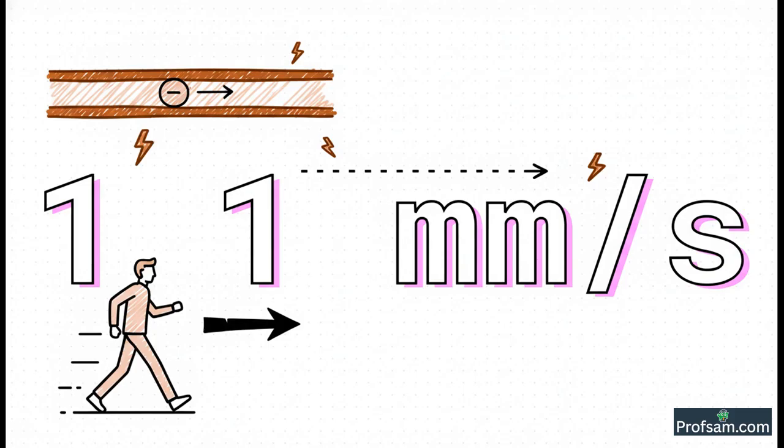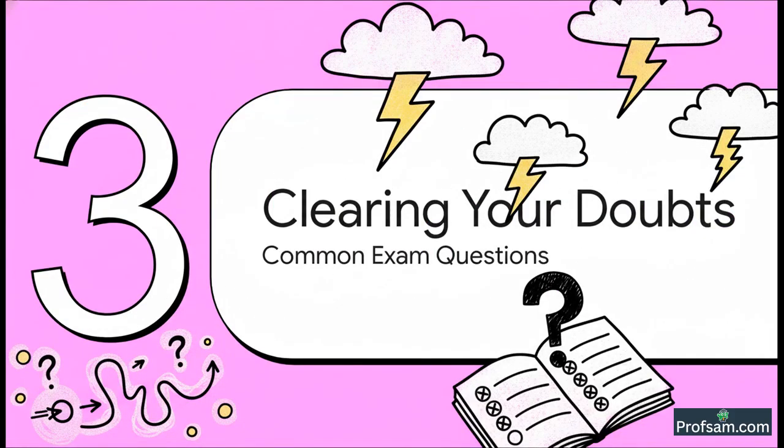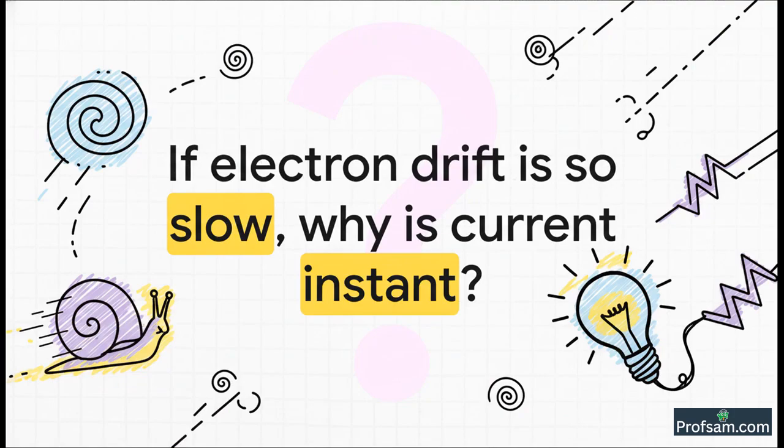Let that sink in. Okay, so this idea that the drift speed is super slow, this is where a lot of students get confused. And these confusions are what I call silent killers in exams. So let's clear up the biggest doubts right now so you don't make these common mistakes. So question number 1. This is the big one we started with. If the electrons are drifting so slowly, I mean slower than a snail, why does the bulb light up instantly?